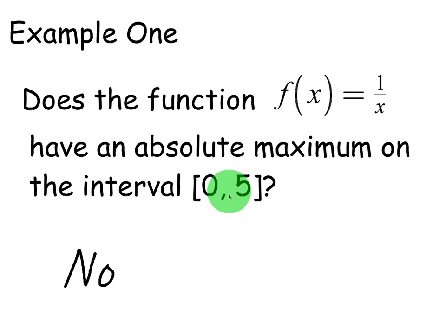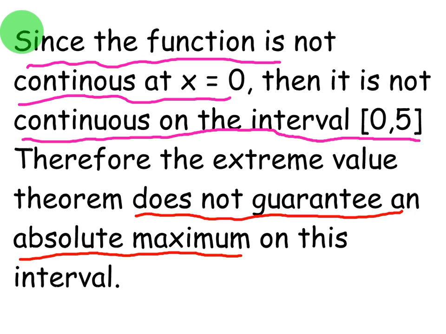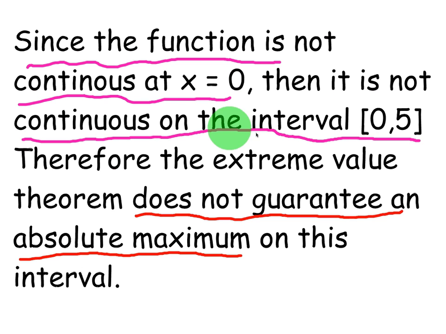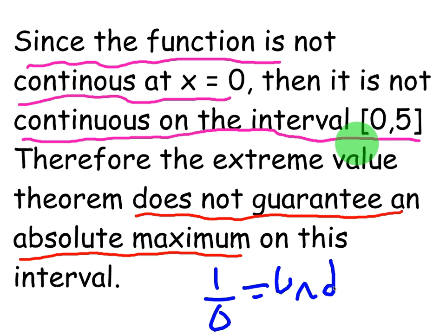Well, it is a closed interval, so it seems like it should work, right? The function is not continuous at x equals 0. If we plug in 0 here for x, we get 1 over 0, which is undefined. Therefore, the extreme value theorem does not guarantee an absolute maximum on this interval. Okay, so it's not continuous on 0 to 5 because at 0, 1 over 0 equals undefined. And we can just write that out, equals undefined. So therefore, it's not continuous, and therefore, it's not going to work.